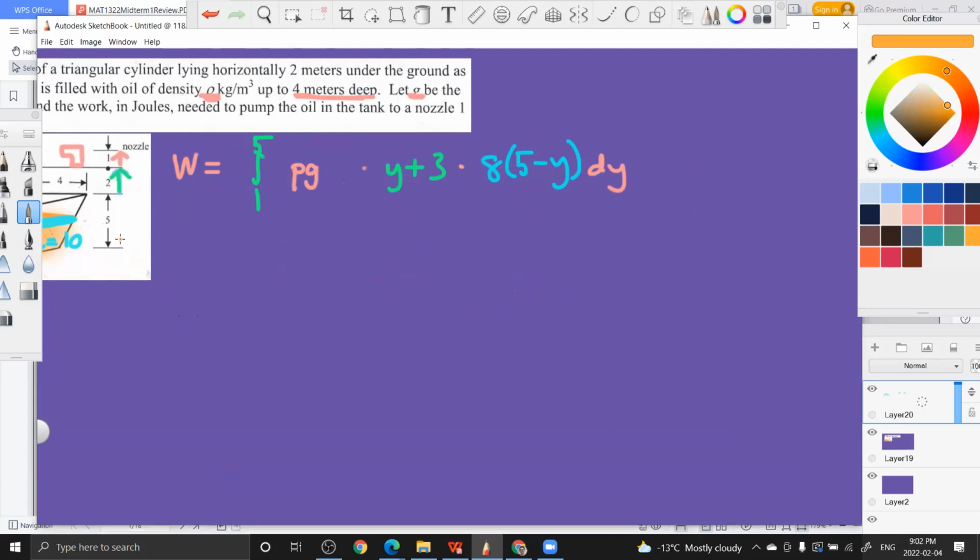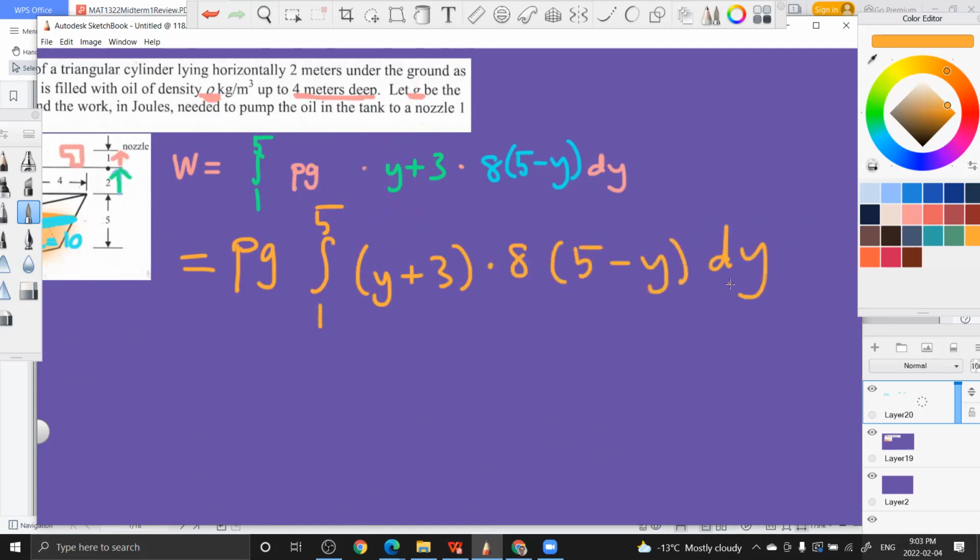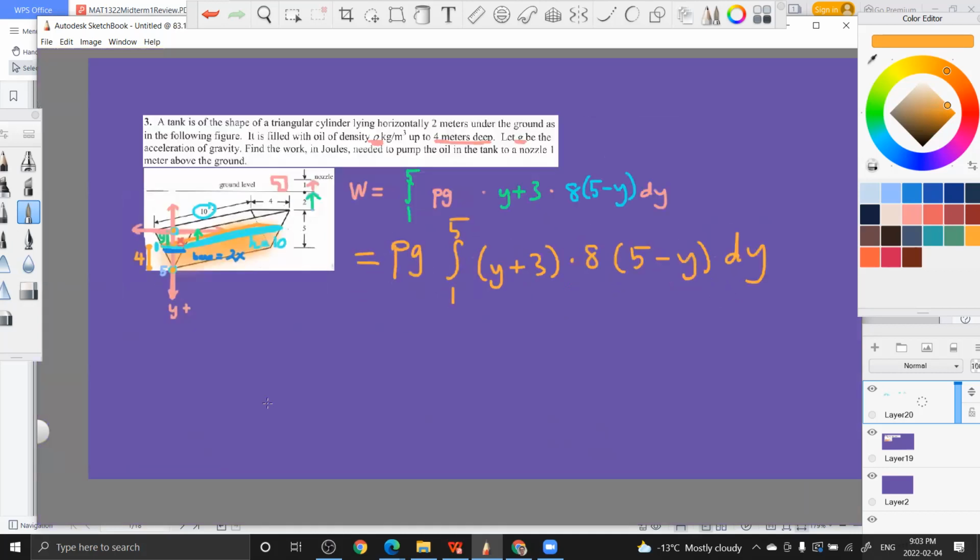And the last step is just solve this integral, and that's it. Since ρg is going to be a constant, it's just a number, like 9,800 or 62.5 or something. But in this case, the professor says it doesn't matter, right? They give you ρ and g, so it doesn't matter. We can just bring it outside. It's just a number, and this is the integral of (y + 3)(5 − y) dy. We can also bring the 8 out.